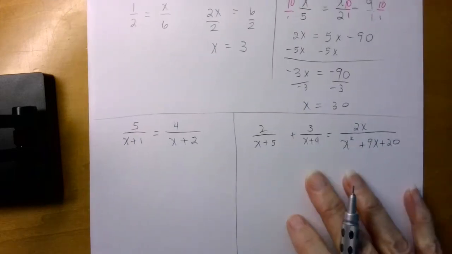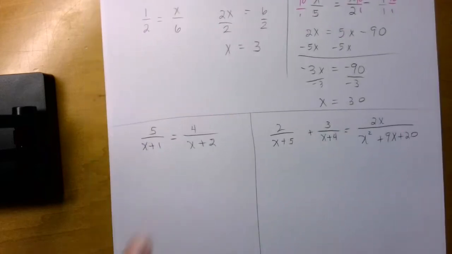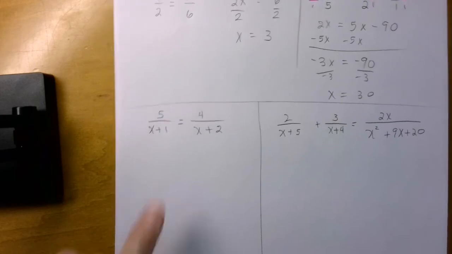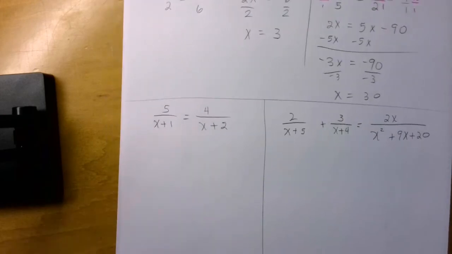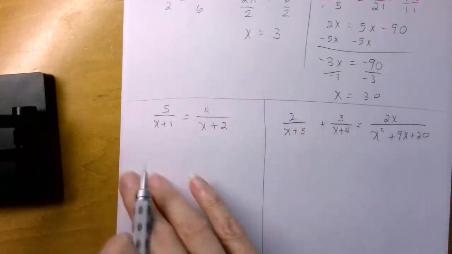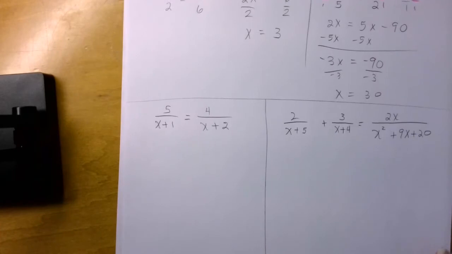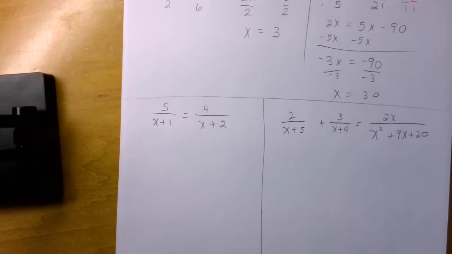Now, this guy right here is a single fraction equal to a single fraction, and I can cross multiply. And it doesn't matter which one goes on the left and which one goes on the right. You're just simply cross multiplying. Once you know 100%, you're sure you've got a proportion, you can cross multiply, it doesn't matter.